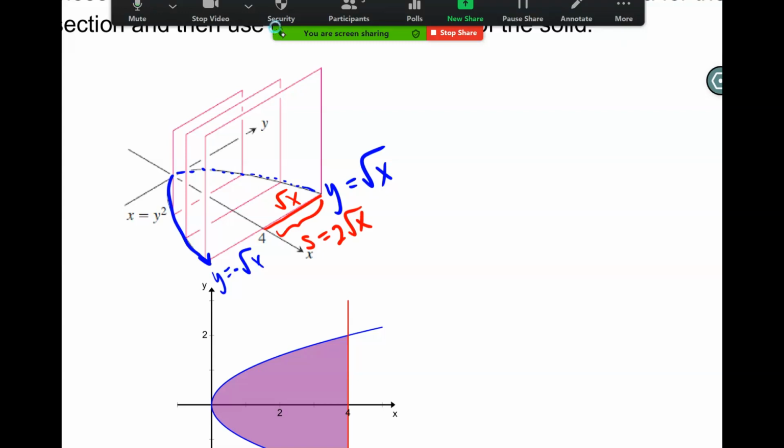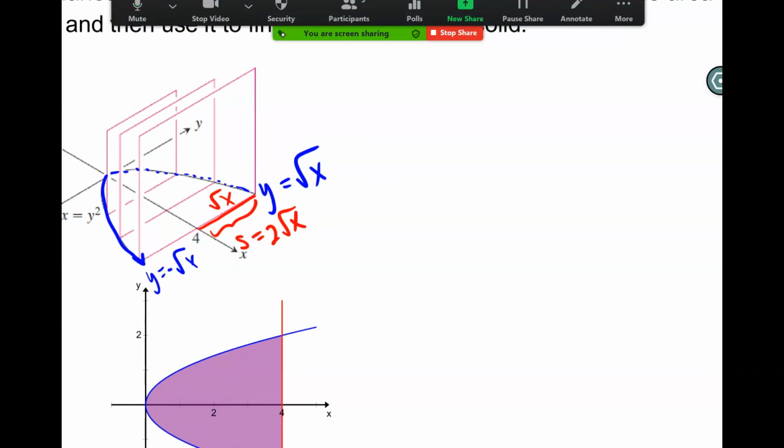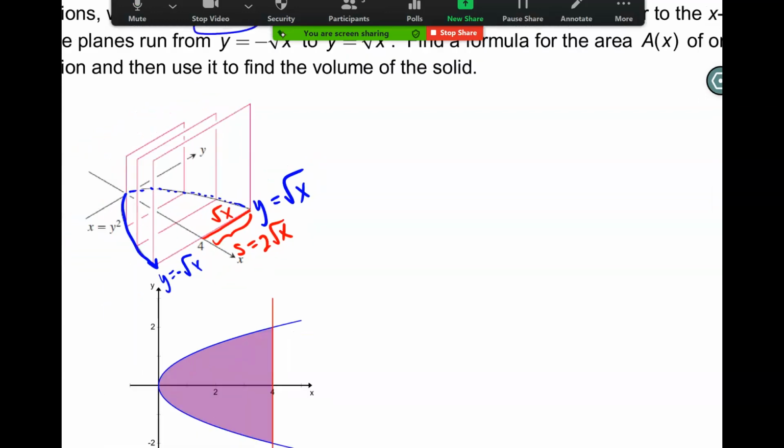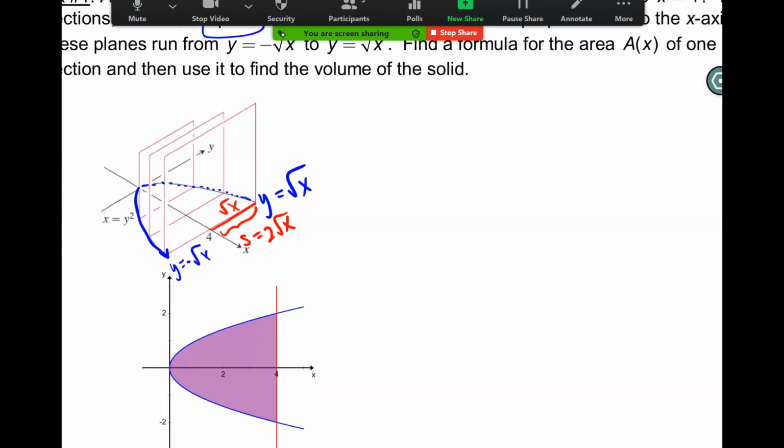I feel like maybe I confused myself. We're good, right? Where it says the bases are squares, we know we're going from negative root x to positive root x. Okay, well, that means these two lengths are going to be the same. So I just multiply by 2, and then that's the total length, is 2 root x. Alright, so the cross-sectional area we have to find.